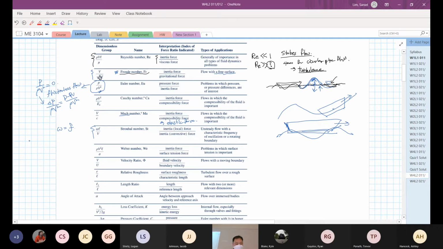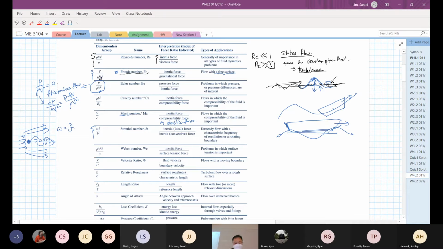It's something like this. You'll see sometimes eddies look like that, if you have some object within the flow.